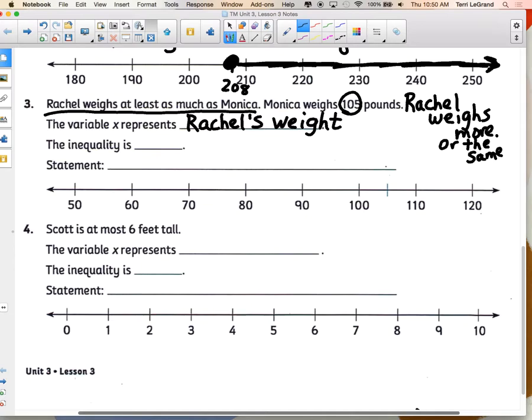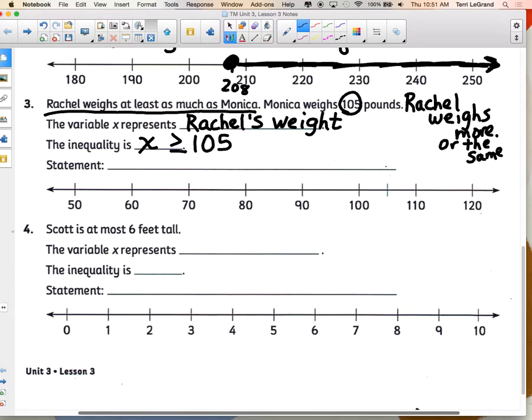X is greater than or equal to Monica's weight. Well, do you want to write the word? 105. Yeah, let's make this mathematical. Yeah, Monica's weight is 105, you're right. X is greater than or equal to 105. Well, before we write that out in words, what are we gonna do?